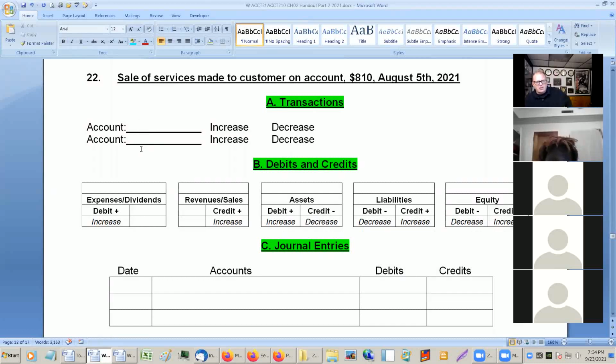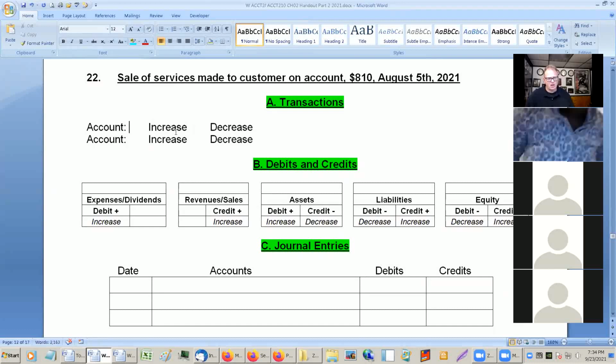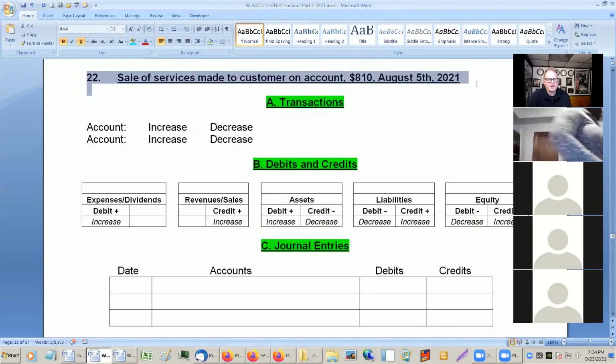Sale of services to customer on account. Sale of service made to customers on account. So it's a payment made? Accounts payable? So which two accounts are we going to use? It was a payment made, right? It says sales of services made to customers. It's made on account, so actually, probably not. It probably was not a payment made. Sales of services made. So no cash.